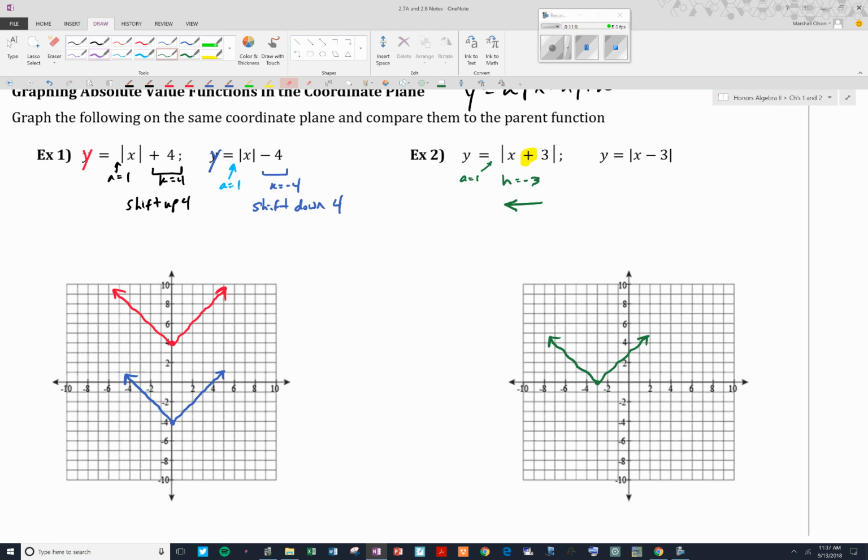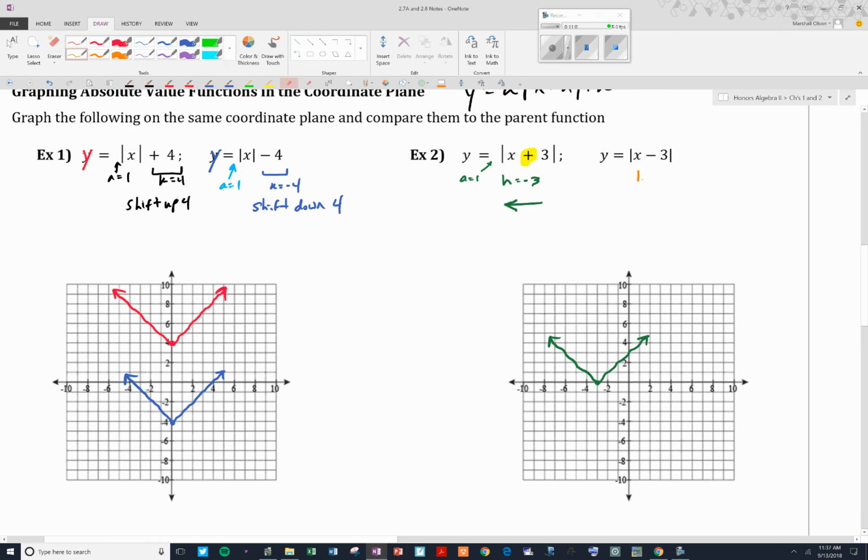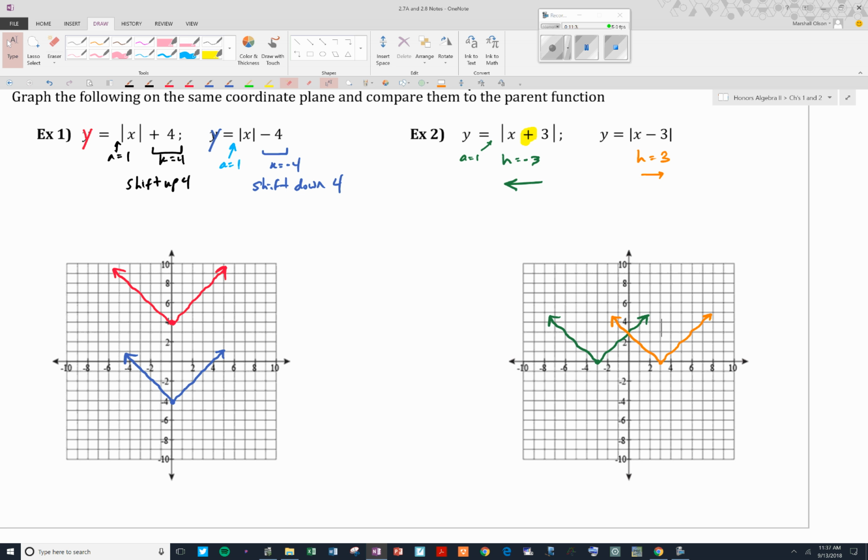Our last graph here is going to have an h value of positive 3, which means we're going to go to the right 3. No k value, and the a value is 1. So we're going to have a slope of 1. Good. So that's the effect that h and k have on the graph. If we had an a value, it would stretch it, and that's what we're going to see in our next example.